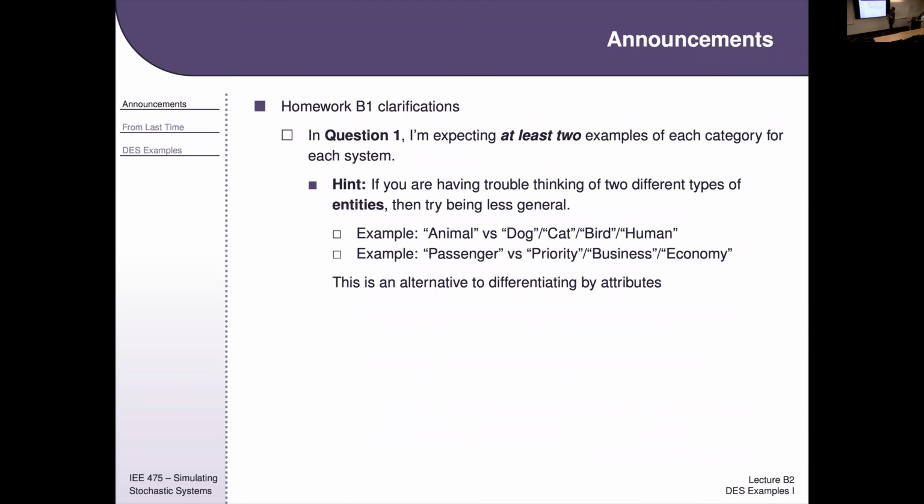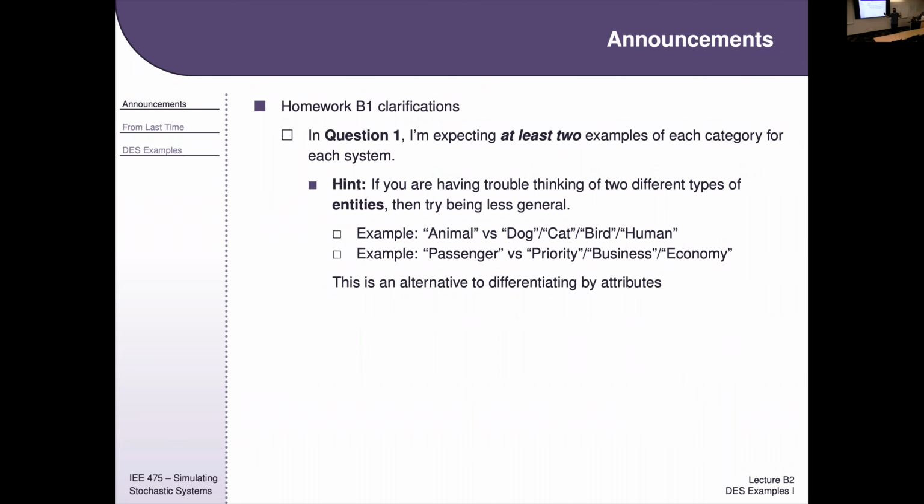So some clarifications. On question 1, I ask you for at least 2 examples of each category. If you're having trouble thinking of 2 examples, you might be thinking of too broad of a category. You might have a system where an animal is your entity type. Well, there are actually multiple types of animals. Maybe dog, cat, bird, human, those are all 4 different types of animals, and each one of those themselves could be a different entity type.